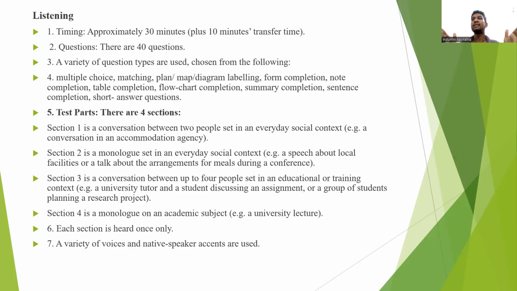So the first one is usually a conversation between two people, and the second section is usually a monologue set in an everyday social context. What does a monologue mean? A conversation between two people, and a monologue is a speech by a single person. A speech about local facilities or a talk about the arrangements for meals during a conference. A single person's talk related to some context. Local facilities, arrangements for a meal, like that.